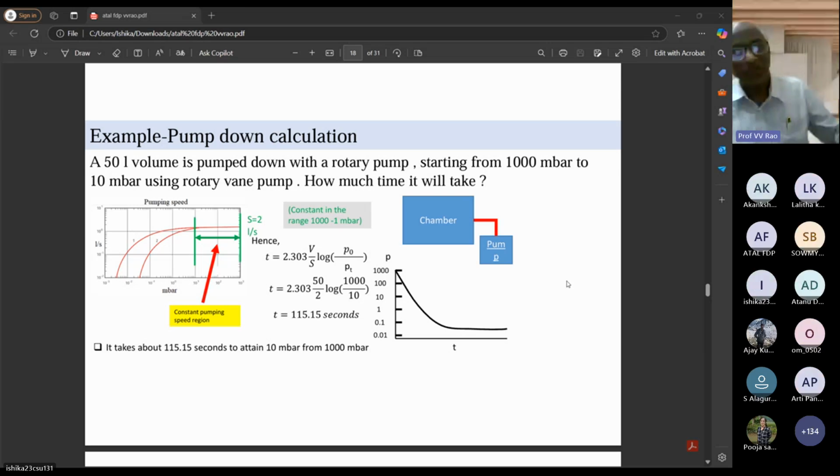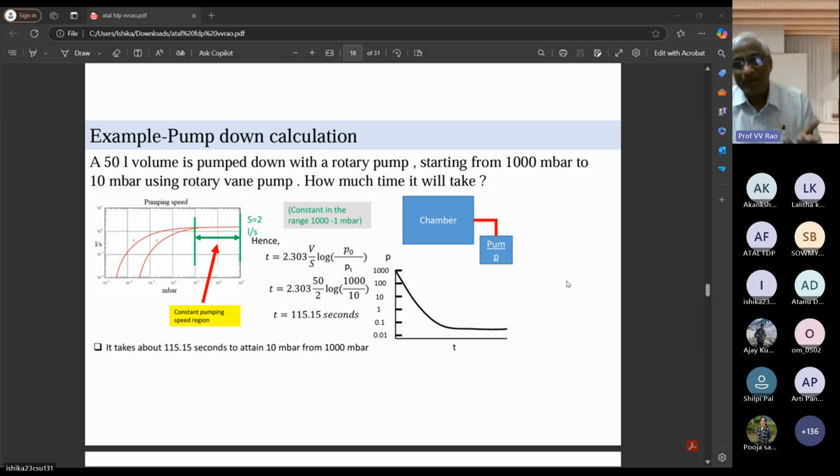Okay, assuming you have gone through it. What is it in this example? It is taking 115 seconds, that means 2 minutes, for a chamber of 50 liters going from 1000 millibar to 10 millibar. This much you should be able to do in system design. Instead of 120 seconds, it may take 200 seconds, but it will not take 20,000 seconds. So when the calculation says 2 minutes, but it is taking 200 minutes, something is wrong with either your calculation, or the chamber is open, or the valve is not open, or the gauge is not working.